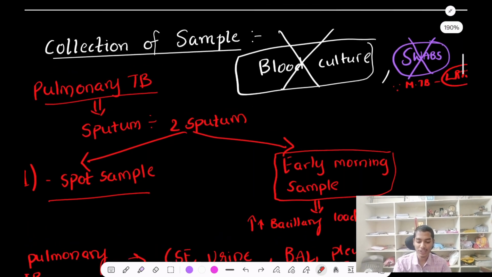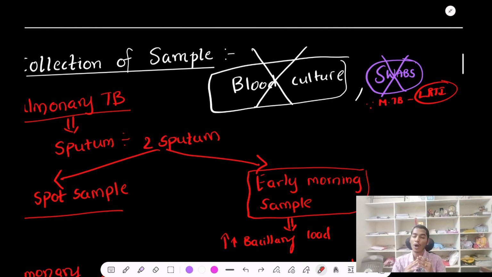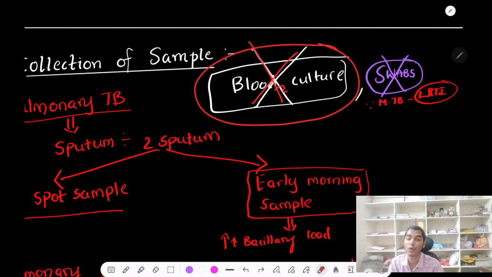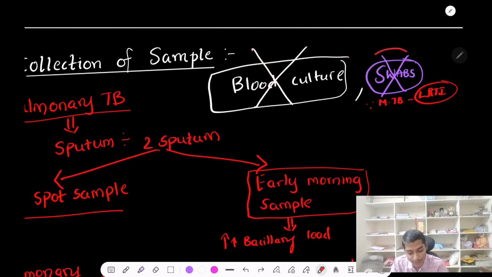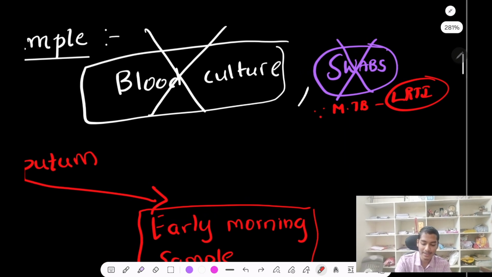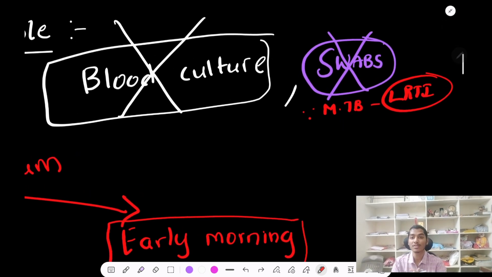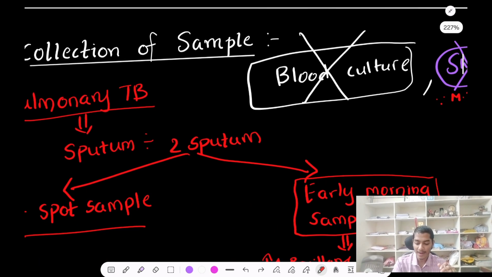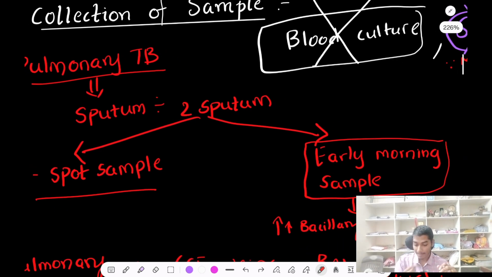Now let us discuss the collection of sample. What are the blunders that we should not make with respect to the collection of sample? We should not do the blood culture for Mycobacterium tuberculosis. That's the first point. And we should not collect swabs. Why we should not collect swabs is, since Mycobacterium tuberculosis is majorly a lower respiratory tract infection, we should not collect the swabs, right? And then we have pulmonary TB. In pulmonary TB we have sputum. As usual, we have the sputum sample, and how we have to communicate with the patient to collect the sputum sample, all that you will know in the practical aspects of microbiology.